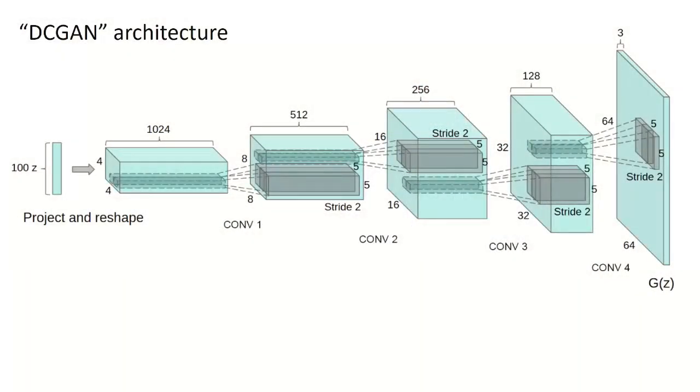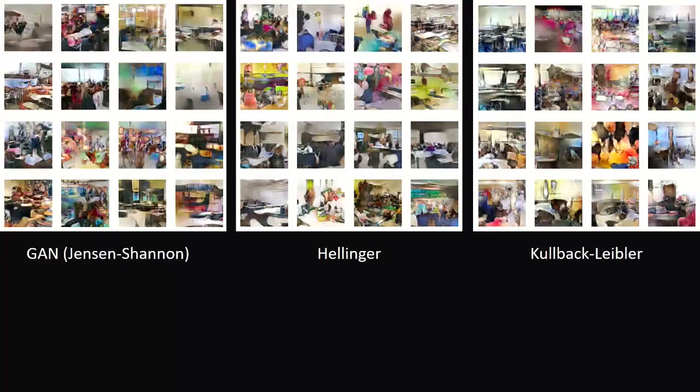So we fit it to images of classrooms. This is the architecture as a reminder. It's a simple deconvolution or transposed convolution stack. And the final image in our case is 96 by 96 instead of 64 by 64. And the interesting finding is that all divergences work, but visually we couldn't tell differences in quality between the different divergences.